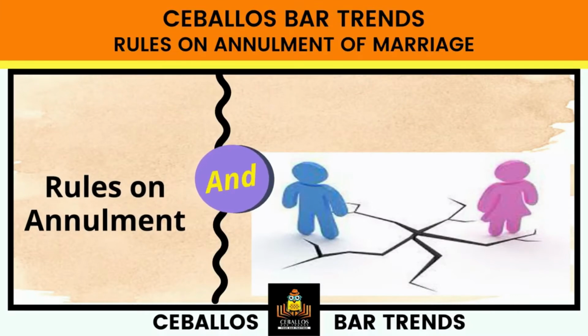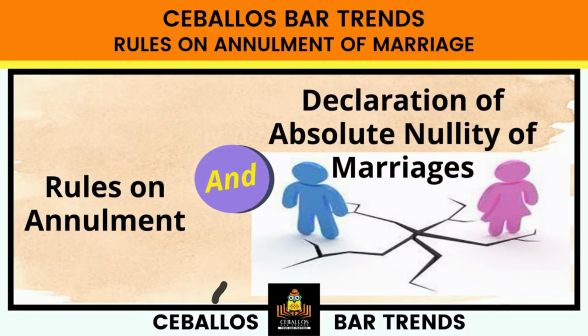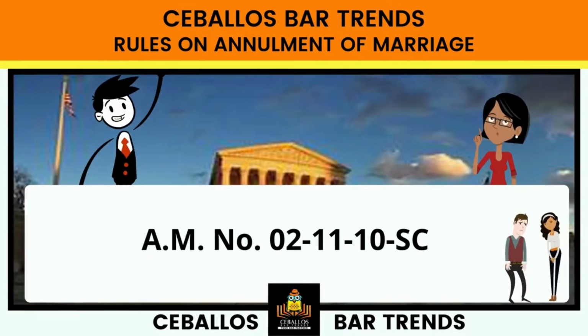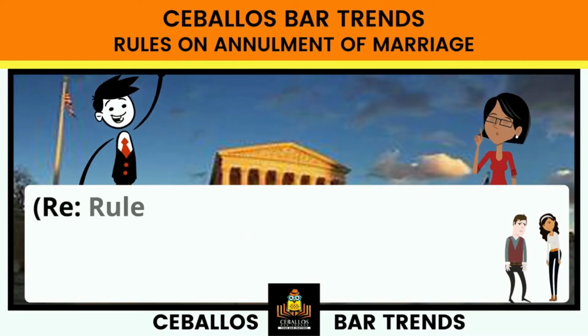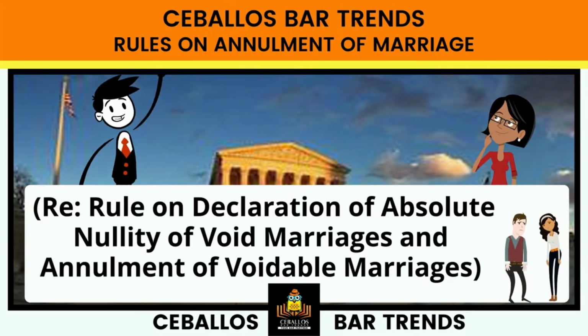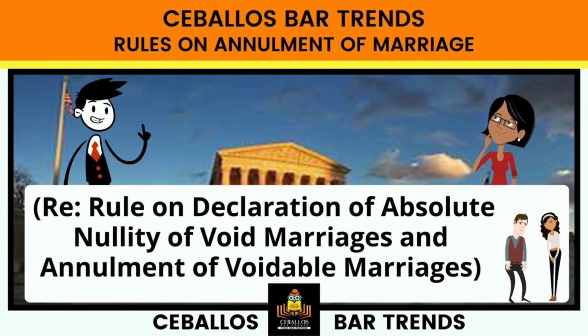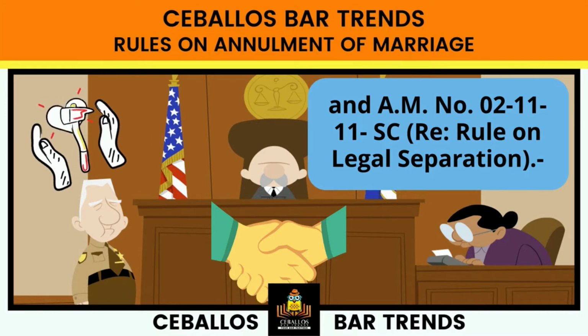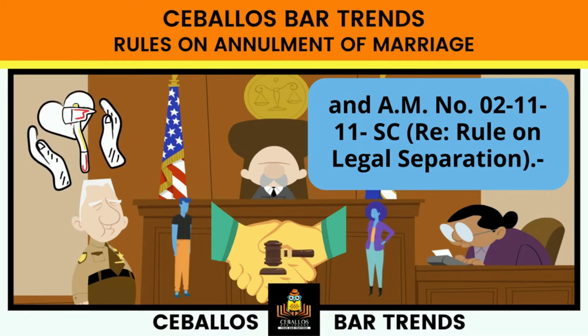Rules on annulment and declaration of absolute nullity of marriages. Administrative Matter No. 02-11-10 Supreme Court, in the matter of Rule on declaration of absolute nullity of void marriages and annulment of voidable marriages. And Administrative Matter No. 02-11-11 Supreme Court, in the matter of Rule on legal separation.